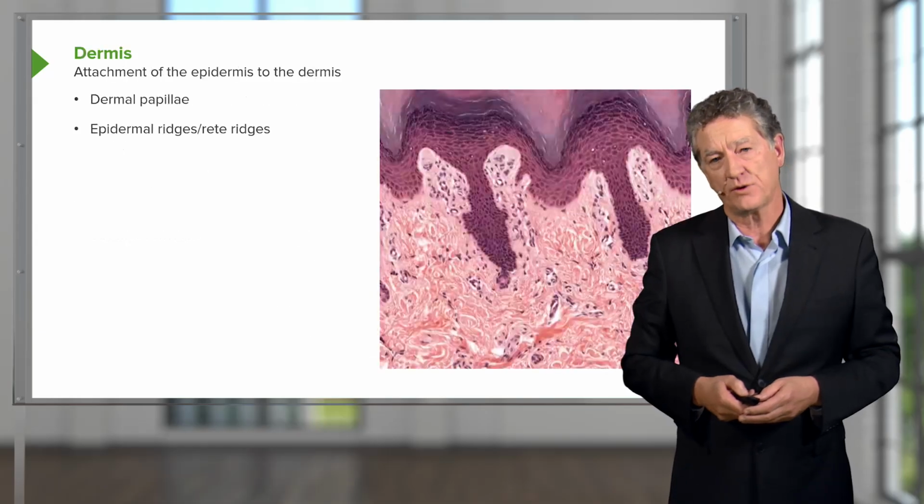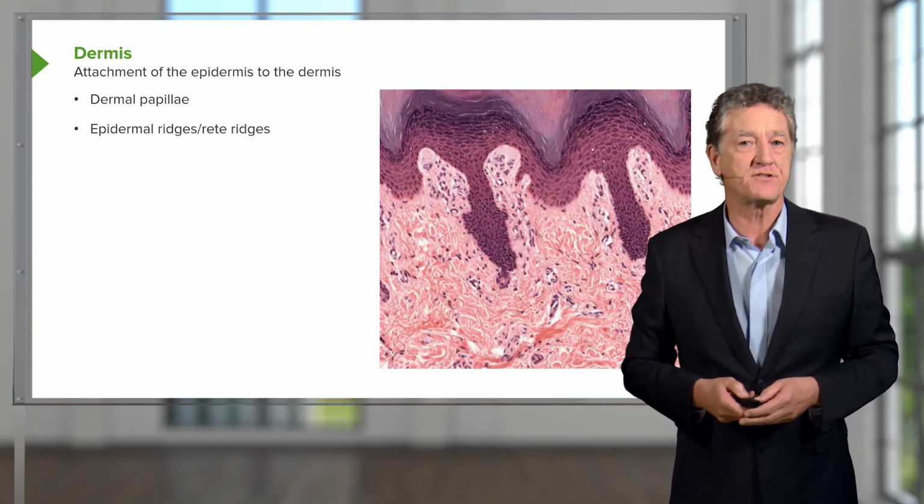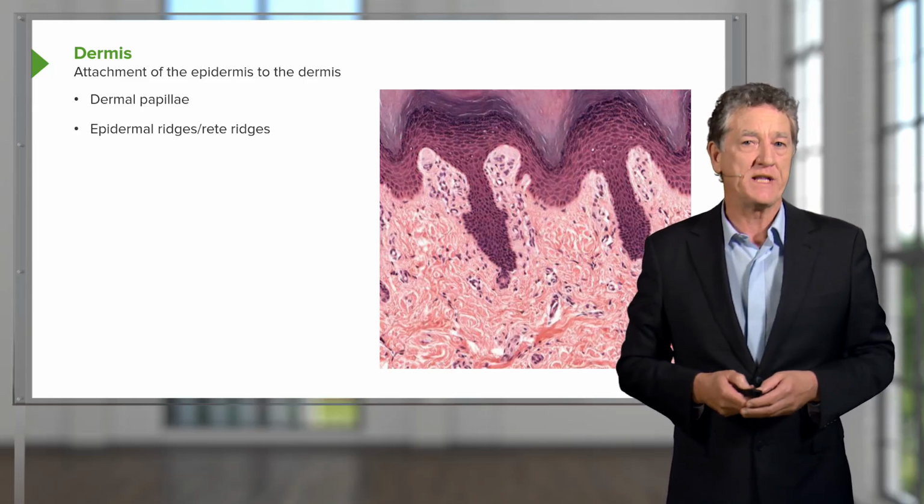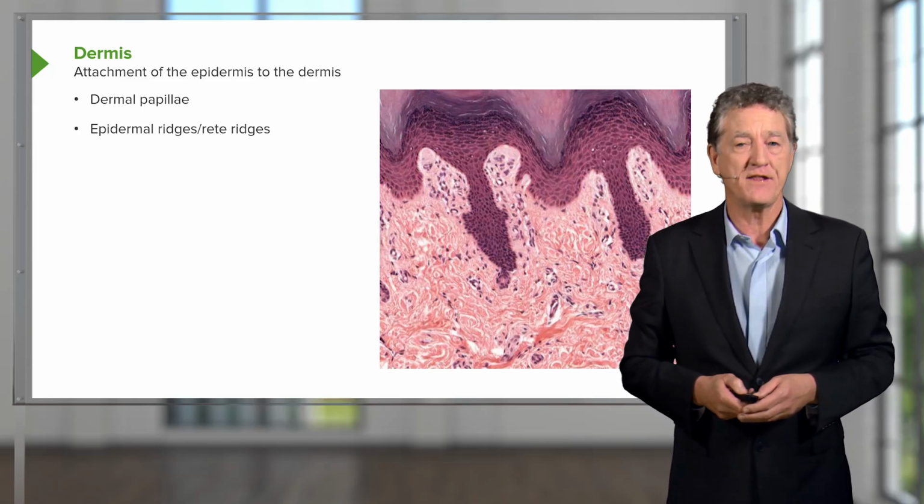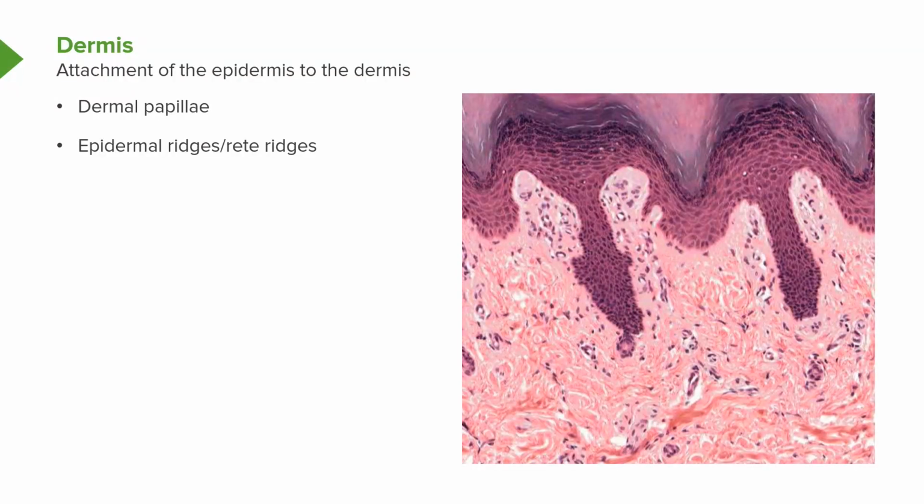Well, let's look at the dermis now. Let's first of all have a look at the way in which the epidermis attaches to the underlying dermis. The interface between the epidermis and the dermis is corrugated, it's uneven. And that's because projections of the dermis, called dermal papilla, push up into the overlying epidermis.